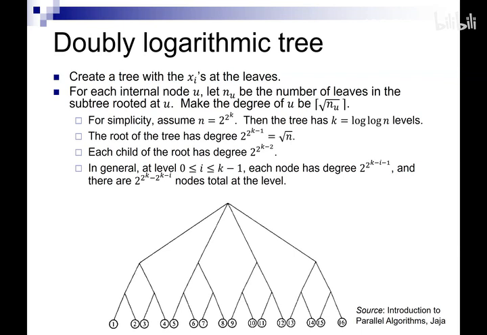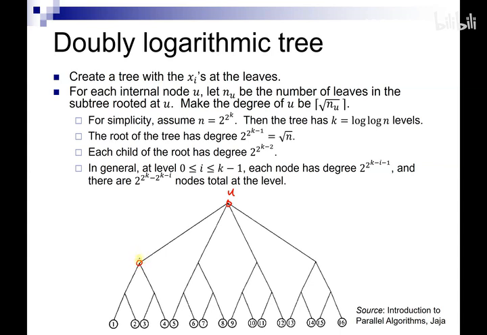Then for each internal node u, we look at how many leaves are in the subtree rooted at u. We're going to make the degree of u equal to the ceiling of the square root of the number of leaves in the subtree rooted at u. For example, if this is u over here, then there are 16 leaves in the subtree rooted at u. So we're going to make the degree of u equal to the square root of 16, which is 4.